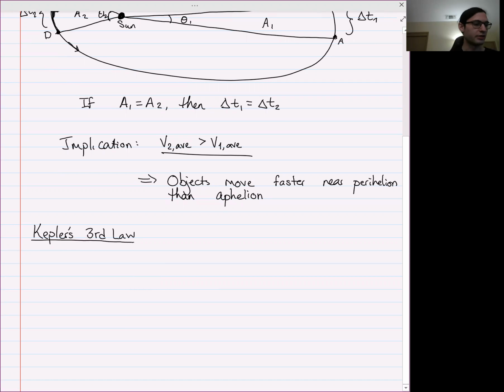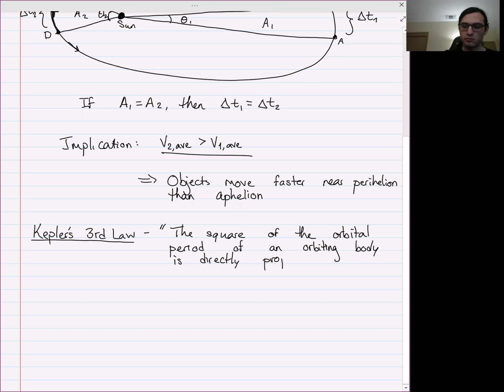So Kepler's third law is a big one, and again, can be written out in words. These are the traditional words that are taught to students. That's why I'm giving them to you. So the square of the orbital period of an orbiting body is directly proportional to the cube of its semi-major axis.